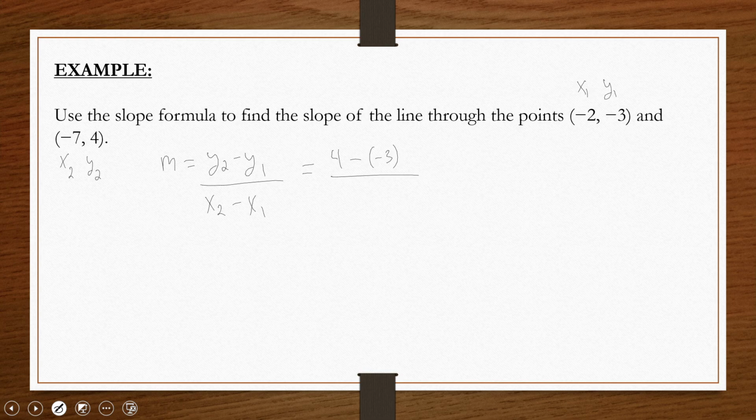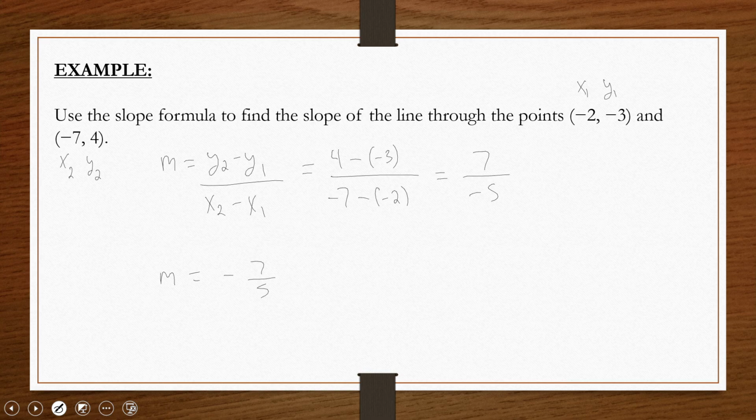For my denominator here, I need to substitute in x2, which is negative 7, minus x1, which again happens to be a negative value. So in my numerator, I get 4 minus a negative 3. Reinterpreting that, I could say that's the same as 4 plus 3, so we get 7. And in the denominator, I get negative 7 minus negative 2, or in other words, negative 7 plus 2 gives me negative 5. And so my slope, finally, we can say is negative 7/5.